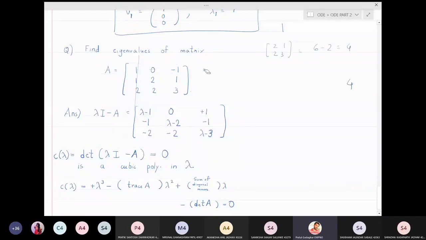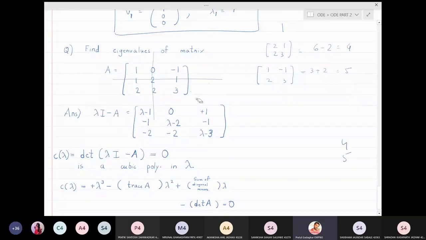Then delete the second row and the second column. Okay, delete the second row and second column. What is the 2x2 matrix I'm going to get? 1 minus 1, 2, 3. What is the determinant of this matrix? It is 3 minus minus 2, which is 3 plus 2, which is 5. So I'm keeping this 5 also aside. Okay, 4 and 5 are aside.